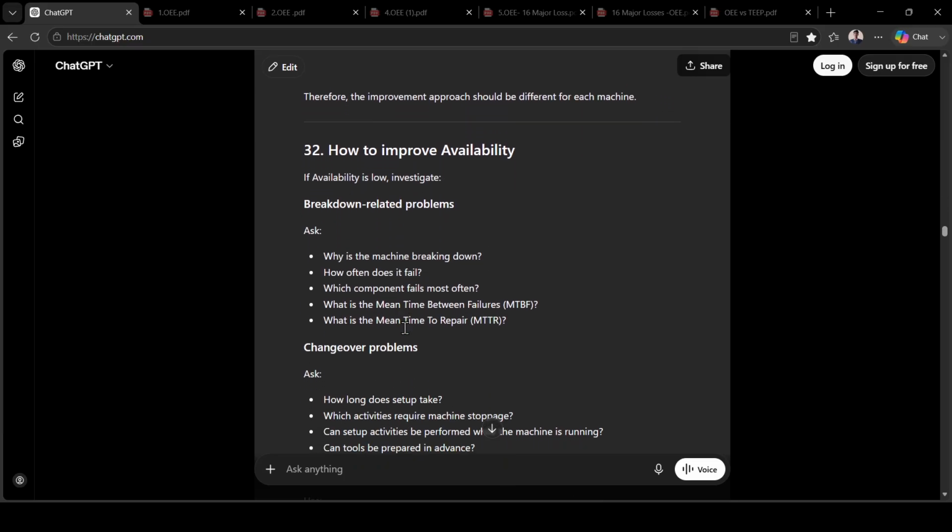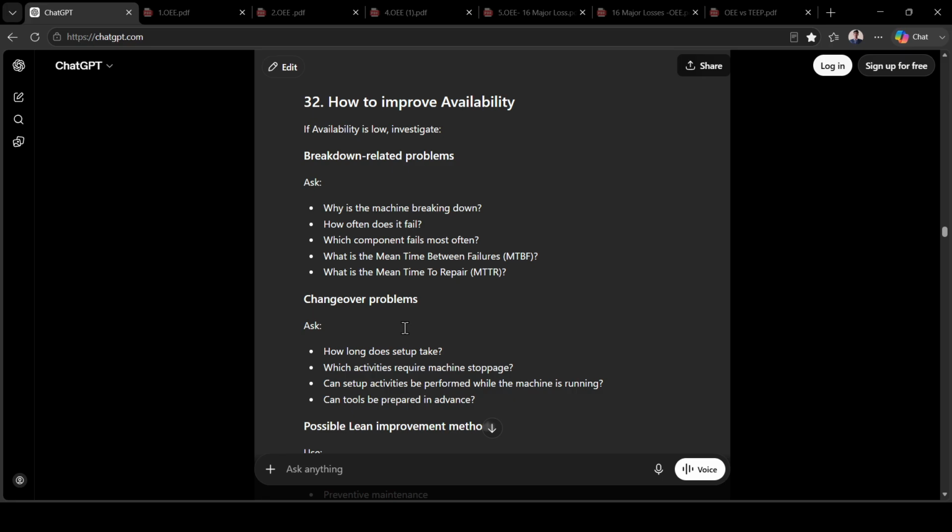So how to improve availability? If availability is low, investigate breakdown related problems. Ask why the machine breaks down. How often does it fail? Which component fails most often? What is the mean time between failures? What is the mean time to repair? That is your MTBF and MTTR.